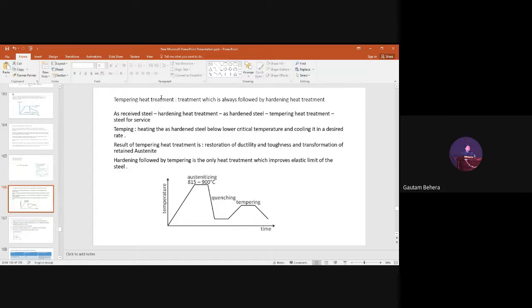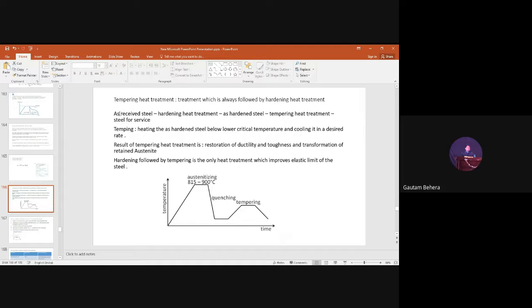Okay, so tempering heat treatment is always followed by hardening heat treatment, right? After doing hardening, tempering will always be done. The figure is showing we are heating the steel to the austenitizing temperature, then quenching it. After quenching, we are getting martensite. Again, we are reheating the steel to the tempering temperature, and finally, we cool it slowly or at a moderate rate, right?